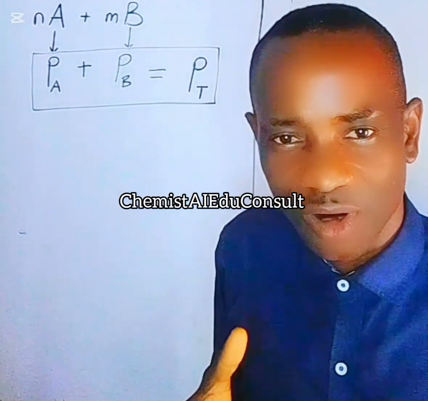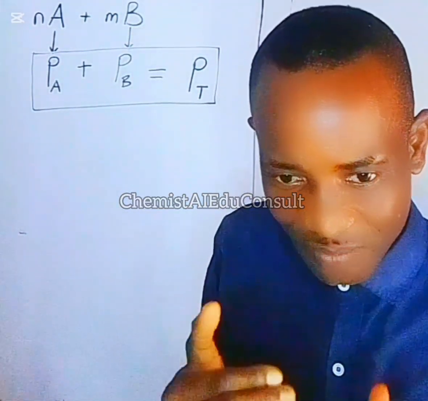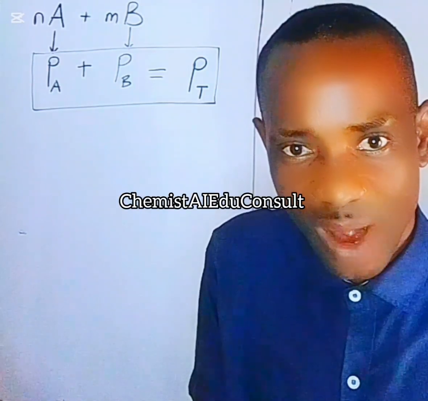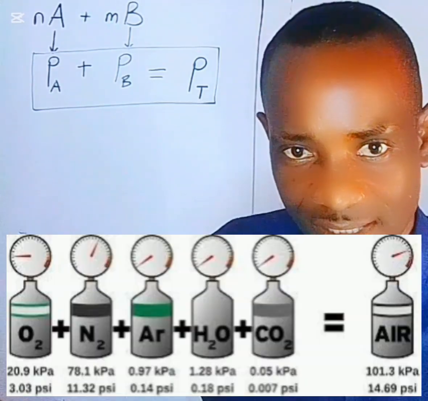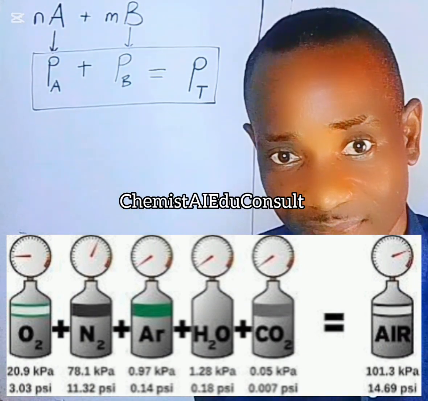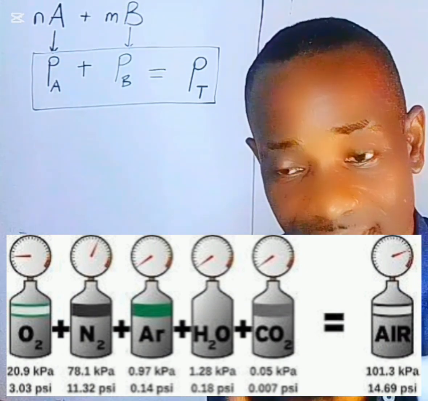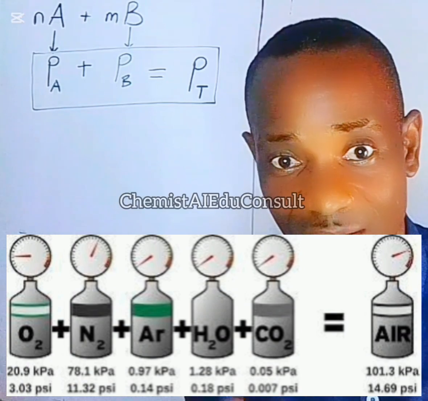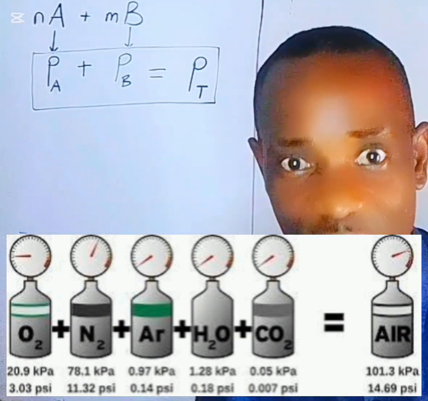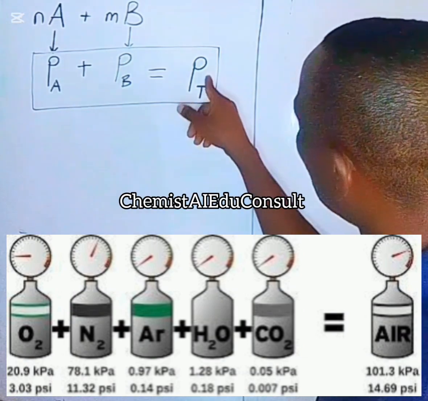A partial pressure is the contributing pressure of one of the components of the gas. So when two or more gases are mixed up, each of the components contributes their own pressure. And according to Dalton, these contributing pressures are called partial pressures. And when you add them together, you get a pressure of the mixture known as total pressure.